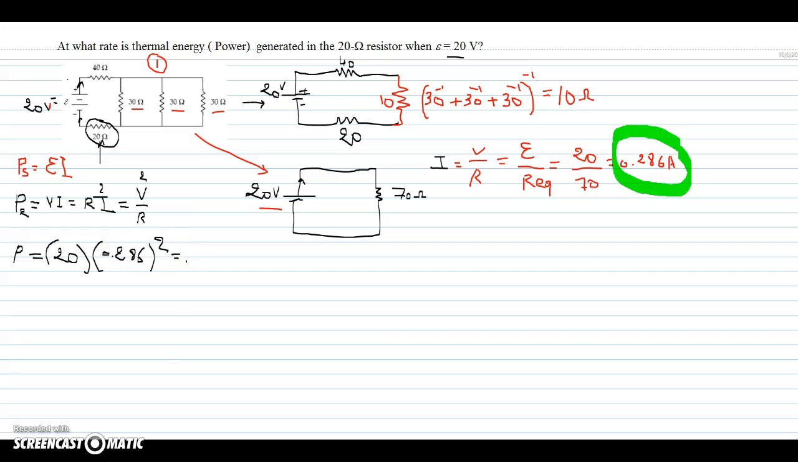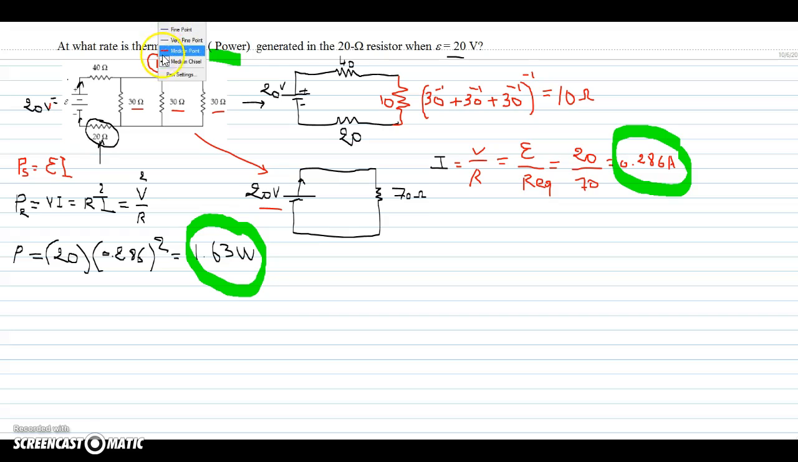So let's evaluate this. 0.286 squared times 20 gives 1.63 watts. So this is my answer. I have answered this question: what is the power across the 20? Now I can add more questions if I want to.